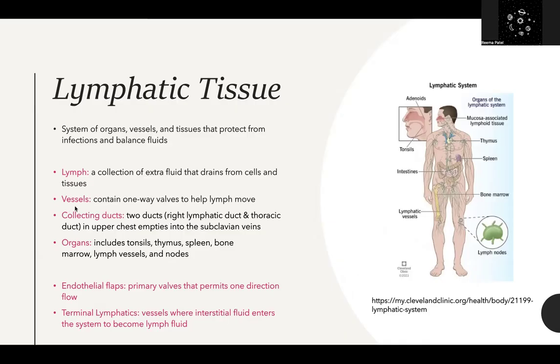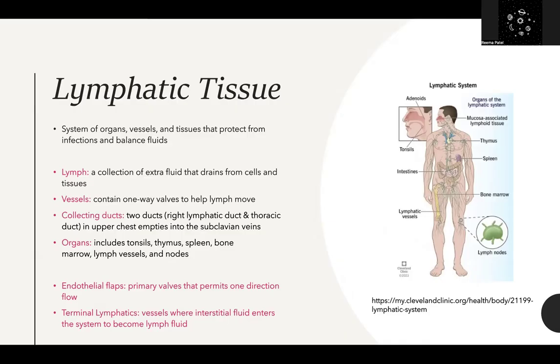So the vessels contain smooth muscle walls and they have one-way valves to help the lymph move, like the veins, and they merge to form larger trunks. So there are two types of collecting ducts. We have the right lymphatic duct and the thoracic duct in the upper chest, which empty into the subclavian veins. The right lymphatic duct drains the right arm, the right thorax, and the right head and neck area, and empties into the right vein. The thoracic duct drains the rest of the body, the left side and the entire lower body, and it empties into the left vein.